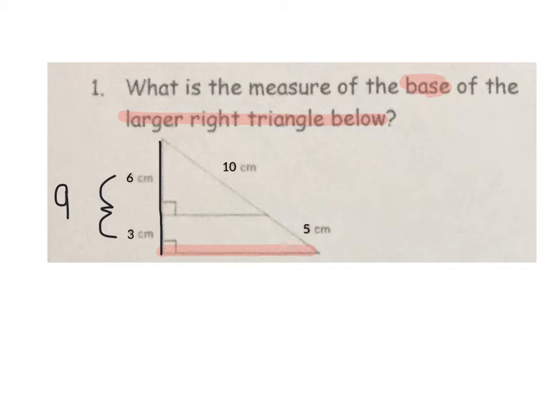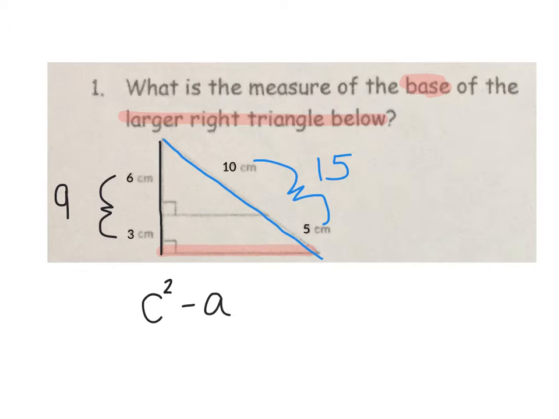Okay. Now, in blue, I'm going to do the measurement of this hypotenuse, the big hypotenuse, and I know that those two added together is 15. Okay, so if I know those two lengths, I can find the base of the larger right triangle below. A squared plus b squared equals c squared, but you're actually going to use a different form in this one. I'll help you out. We're going to do c squared minus a squared equals b squared.